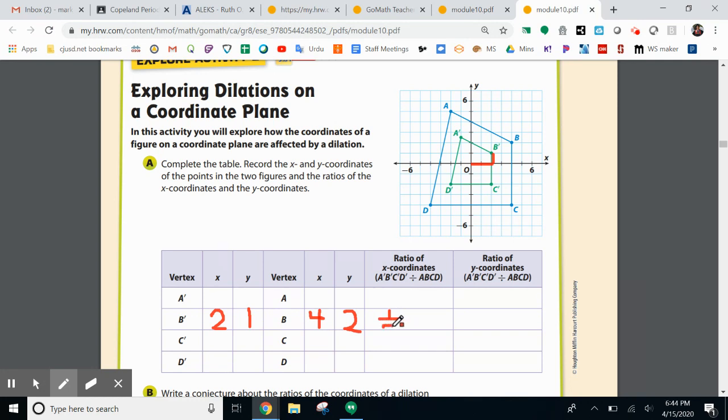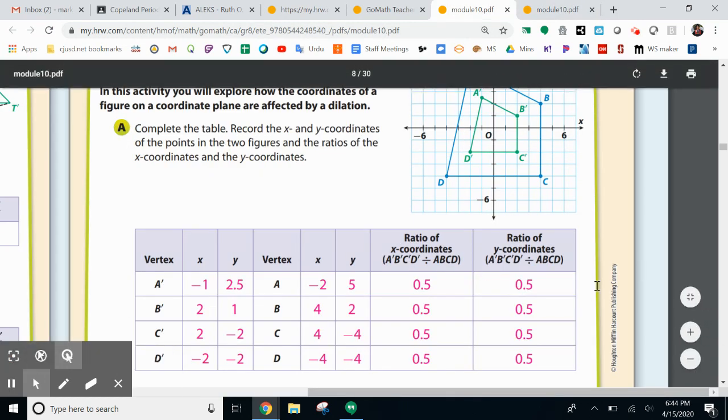1 over 2, or 0.5, whichever you like more. 0.5 was actually a little bit easier for me to write, so I'm writing that again. So 0.5, so these ordered pairs got cut in half, just like the distances would as well. And now you can see, as I magically made all the rest of this appear and cleared out my handwriting, this ratio stays the same for all these ordered pairs.